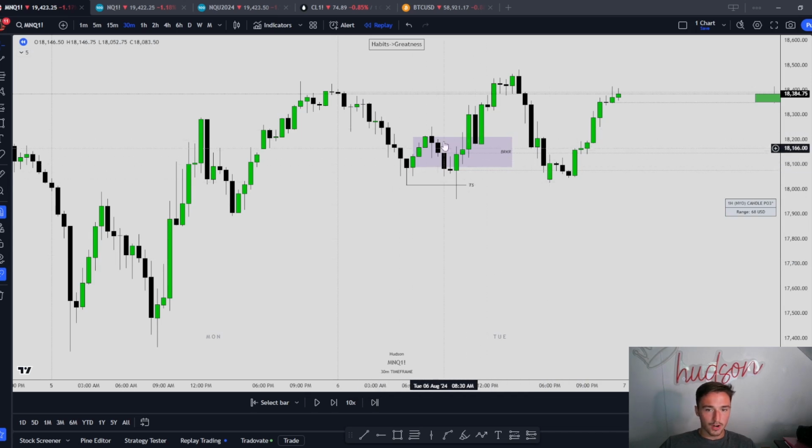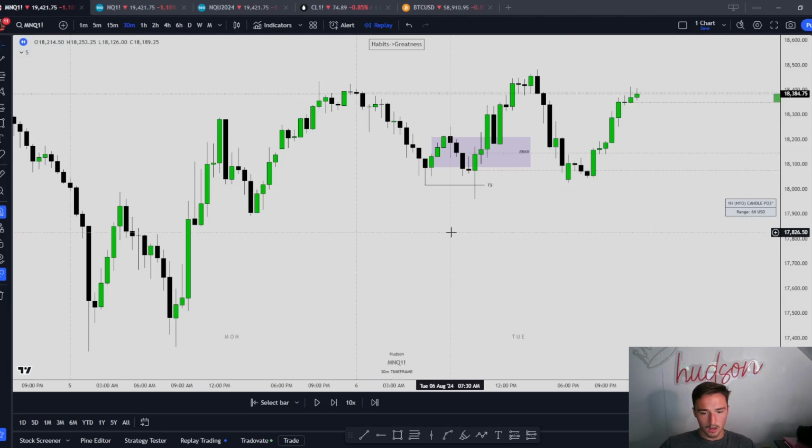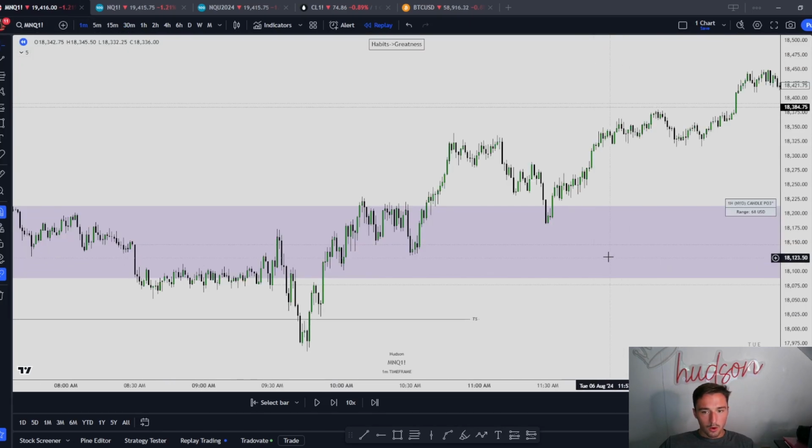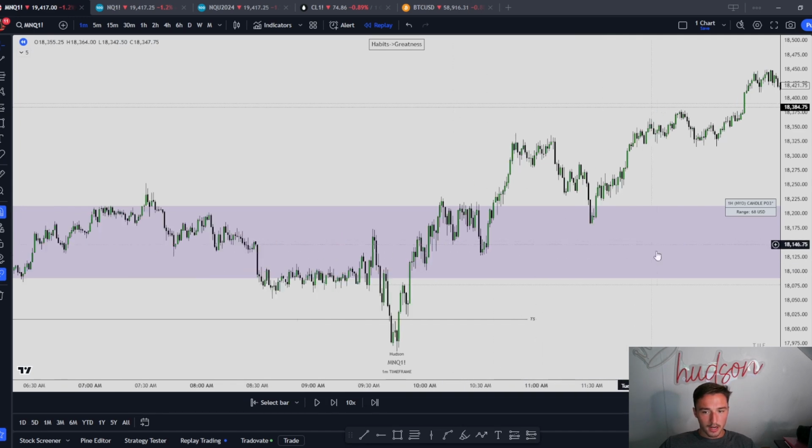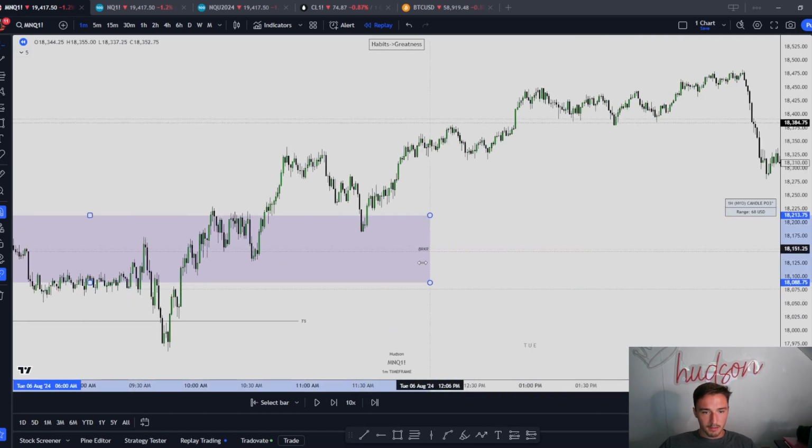So breaker right here, we come down, tap into the breaker, and this is where you can go down to the lower time frame, right? We should be able to go down to the 1 minute. Now we are down on the 1 minute chart, and as you see right here is that 30-minute breaker.